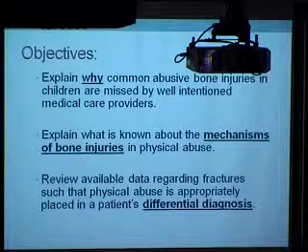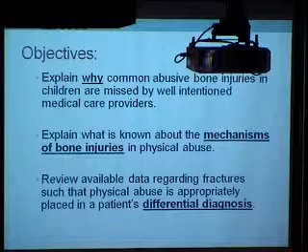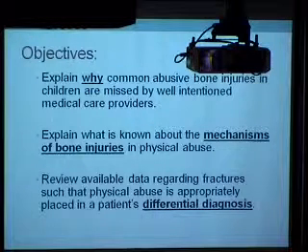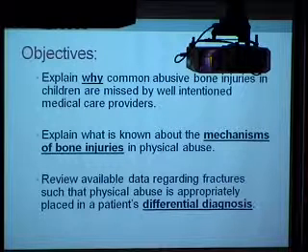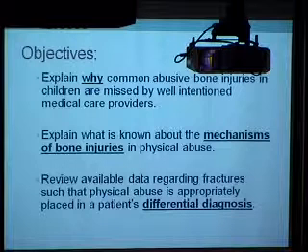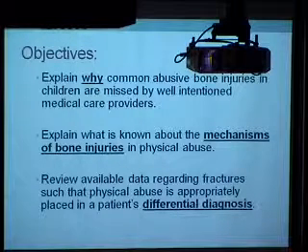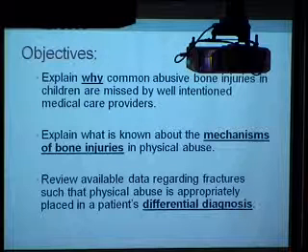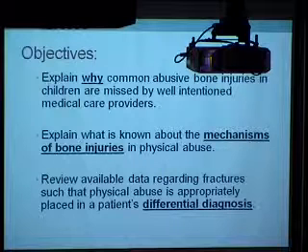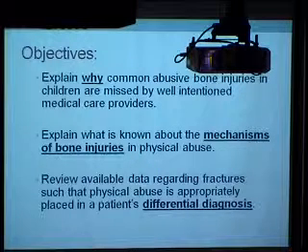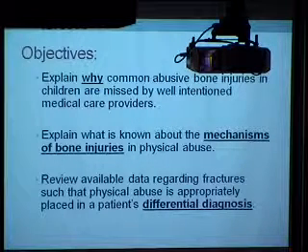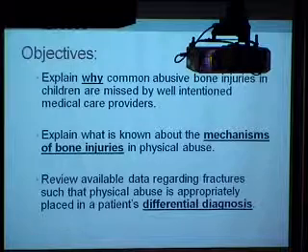The objectives: I'm going to focus on fractures. That was in the title, but I'll touch a little bit on child abuse just in general. So why common abusive bone injuries in children are missed by well-intentioned medical care providers. I'll talk a little bit about why that happens, and it's pretty obvious once you go into some of these stories. I'll go through what's known about the mechanism of bone injuries, and then I want to review some data regarding fractures such that physical abuse is appropriately placed in the patient's differential diagnosis.